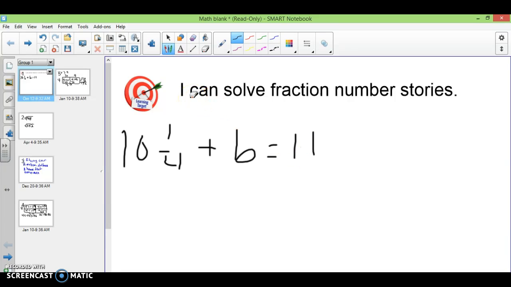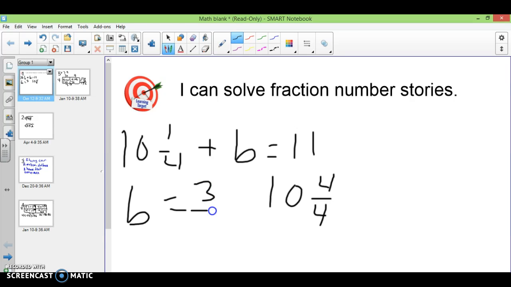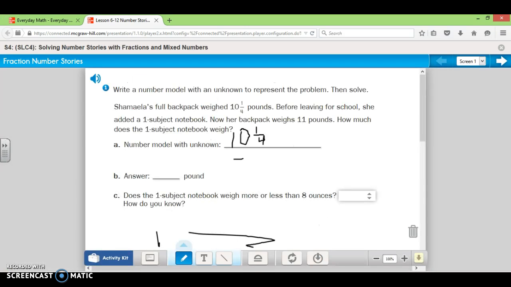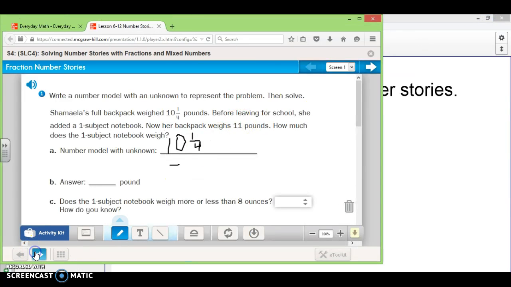Now, one thing I can do is change this 11. Since we're working in fourths, I could take one of these ones and make it into a fourth. So I could rewrite this as 10 4/4, because when you have the numerator and denominator the same, that's the same as 1. So this 11 really is 11 fourths added together. So I can think of this as 10 4/4, which makes it easy to see that B equals 3/4. So it would be 3/4 of a pound. And we're going to skip that part about the ounces. We're going to go look at another problem.